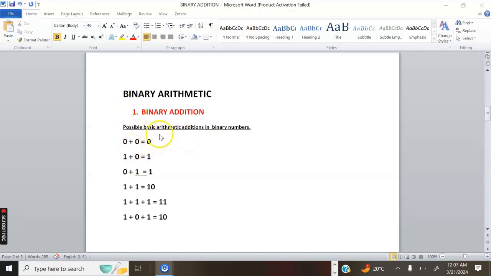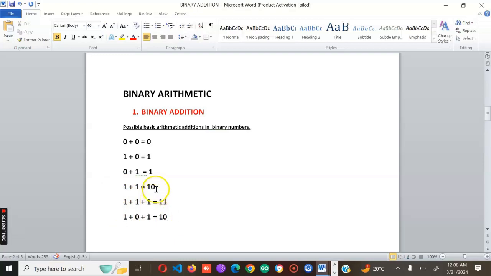These are the possible basic arithmetic additions for all binary numbers. If you take 0 and add another 0, it gives you 0. 1 plus 0 always gives you 1. 0 plus 1 is equal to 1, while 1 plus 1 is equal to 1, 0. For the case where we have three characters, for example 1 plus 1 plus 1, it should give you 1, 1. But for 1 plus 0 plus 0, it will give you 1, 0.